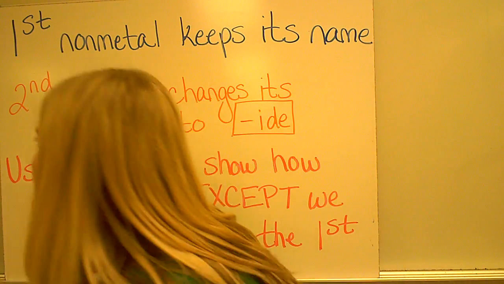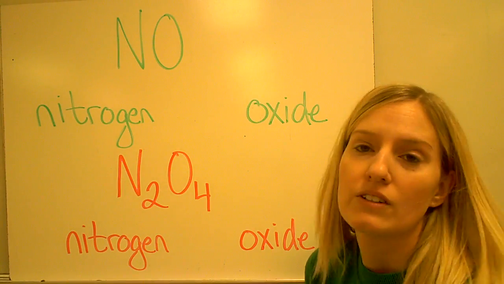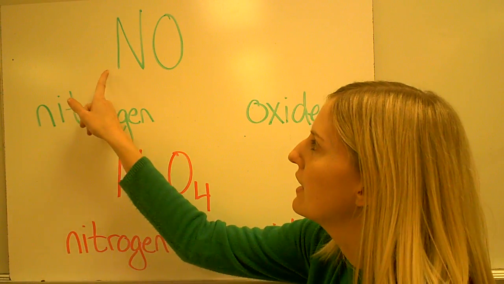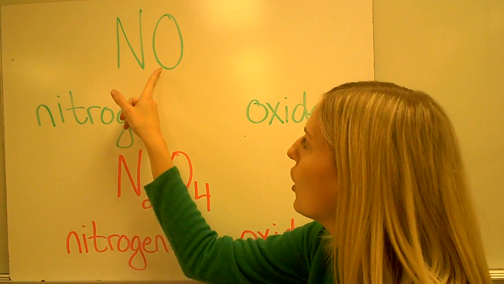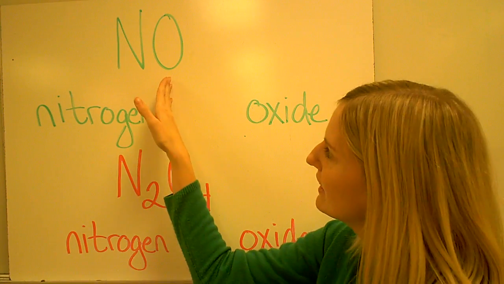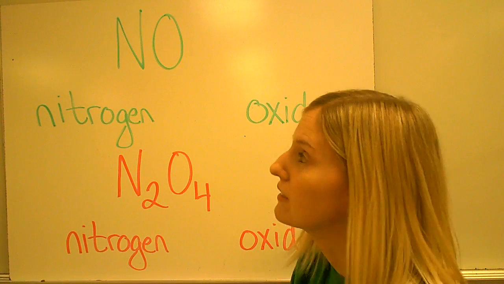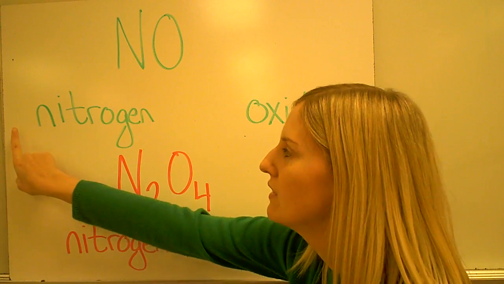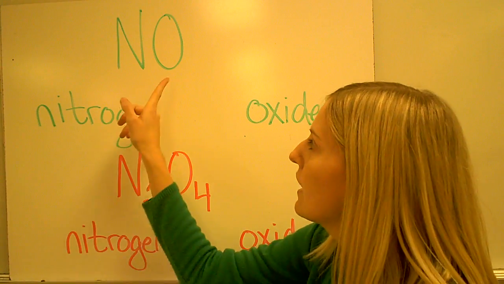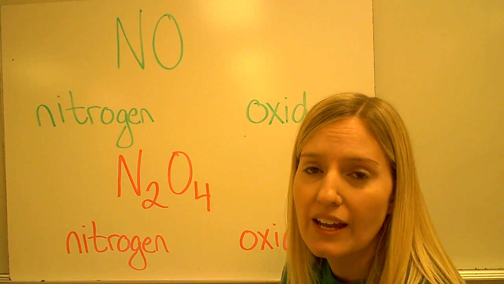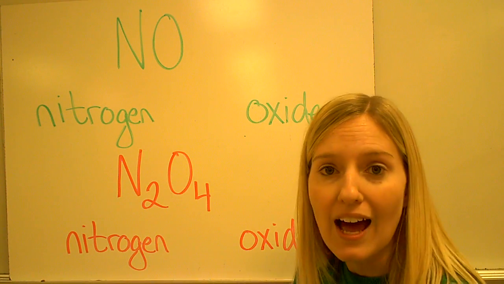So let's do some examples. In my first compound, I have NO. N is for nitrogen. Notice that the name stays the same. O is for oxygen, but since it's the second nonmetal, we change the ending to -ide. Then I use my prefixes. How many nitrogens are there? There's one, but I do not put mono on the first nonmetal. How many oxygens are there? There's one, and I can put mono on the second nonmetal. So this becomes monoxide.